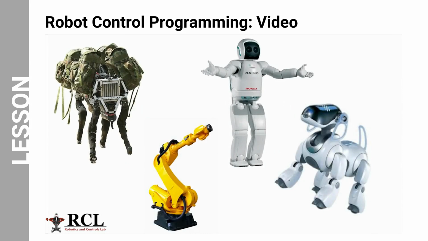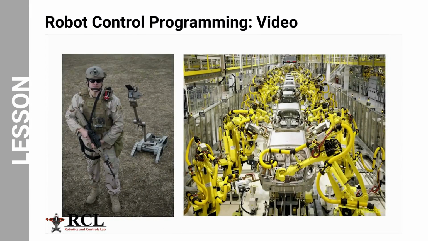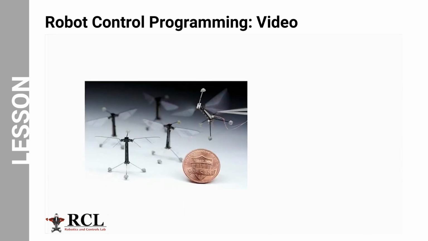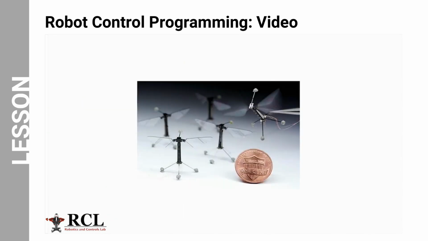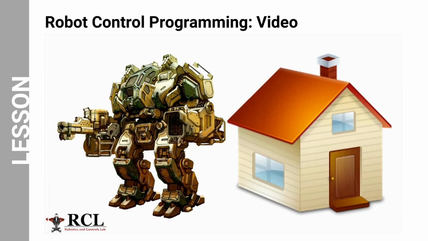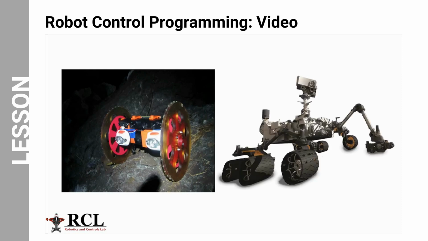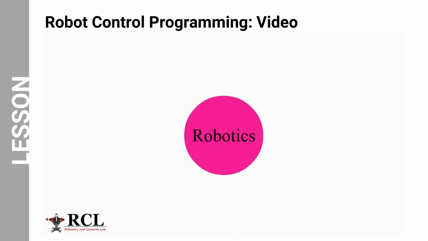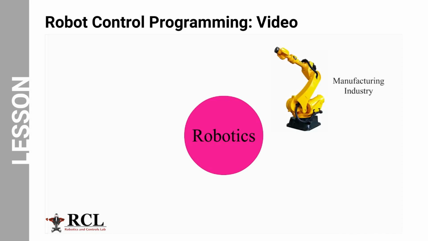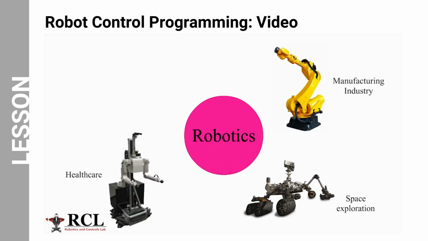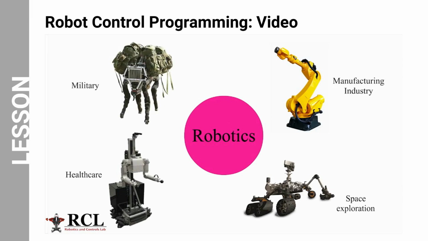Robots. We see them everywhere. They assist humans in performing repetitive and dangerous tasks. They can be as small as a cent or as big as a building. They can explore inner depths of the earth or the outer reaches of space. Robots are currently being used in fields like manufacturing industries, aerospace, healthcare, military, and the list is endless.